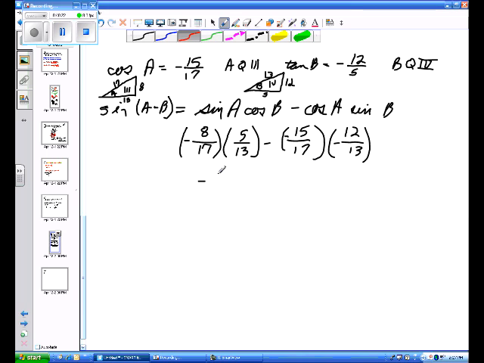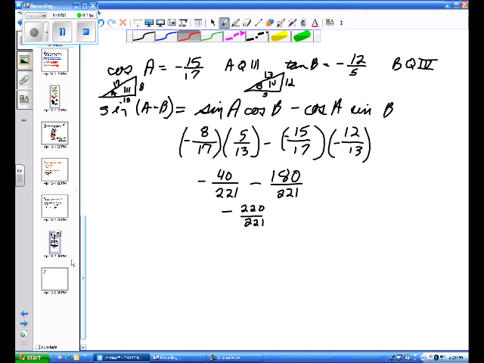And then it's a matter of multiplying, so we end up with negative 40. And 17 times 13, you can use your calculators, 221. Now we have a negative times a negative times a negative, which will make this negative. 15 times 12 is 180/221. So we end up with negative 220/221.